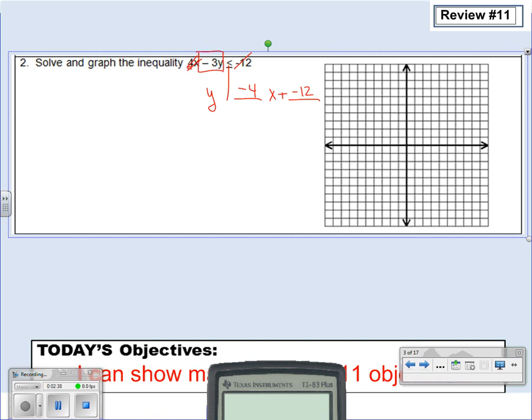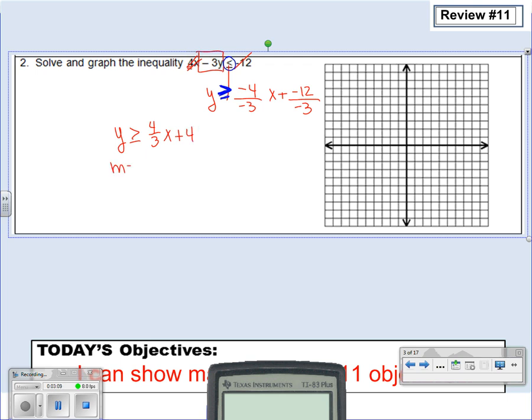And I should have boxed in my negative 3 with the y, so we divide by the number that's in the box. Notice this time we're dividing by a negative number, so since I am dividing by a negative, that means my inequality has to change or switch. So now instead of being less than, it is now greater than. We'll rewrite this. Y is greater than or equal to negative 4 divided by negative 3 is a positive 4/3, and then negative 12 divided by negative 3 is a positive 4.